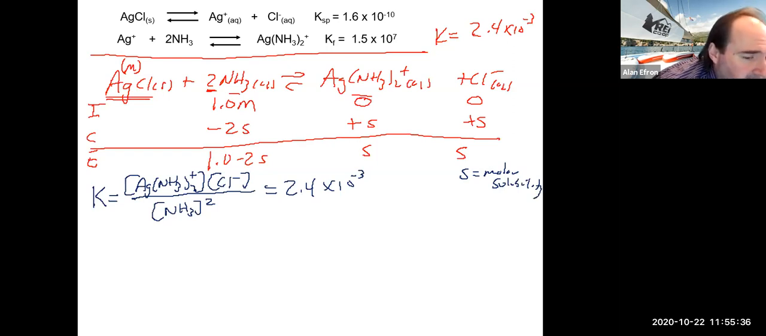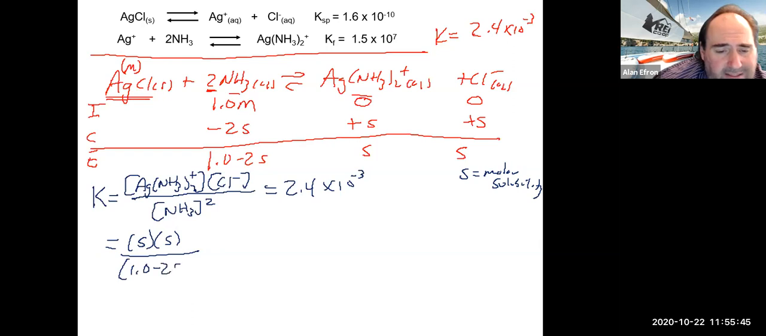So we do kind of want to solve for S here. Putting that in gives us S times S divided by (1.0 minus 2S) squared is equal to 2.4 times 10 to the minus 3. Here the goal again is to solve for S. At this point, you could hopefully see it, but it is a perfect square on both sides, so we're going to square root both sides here.